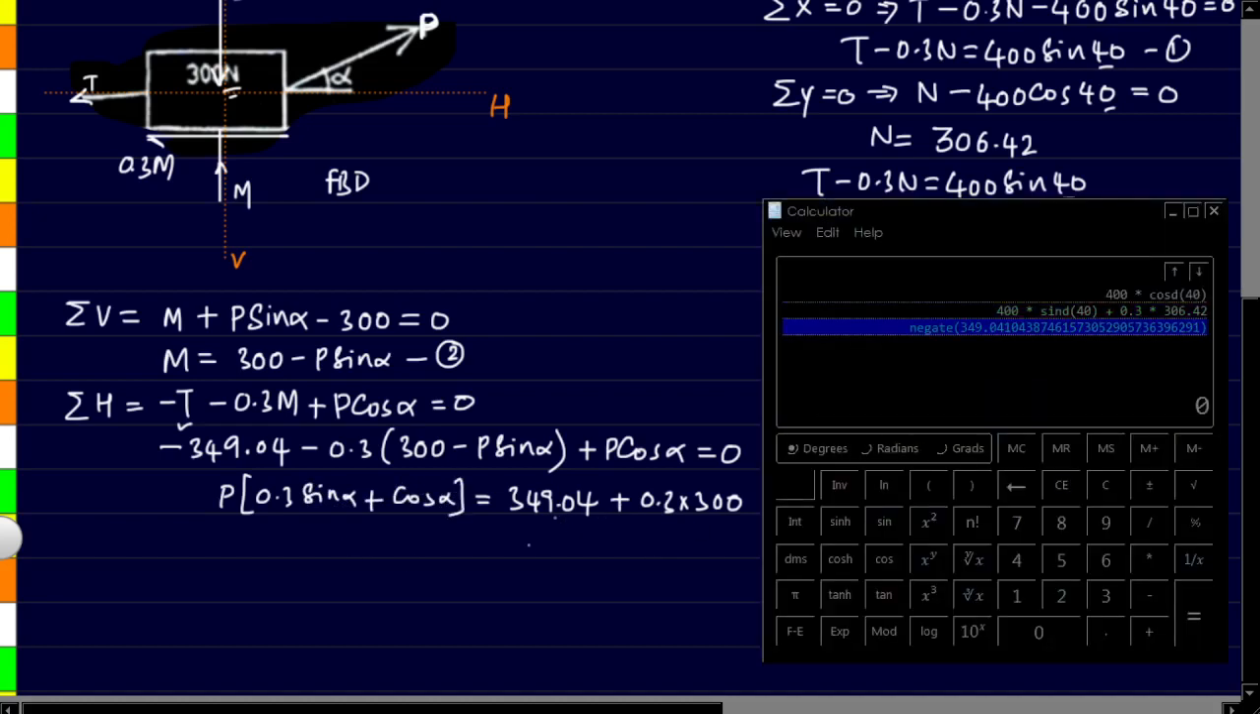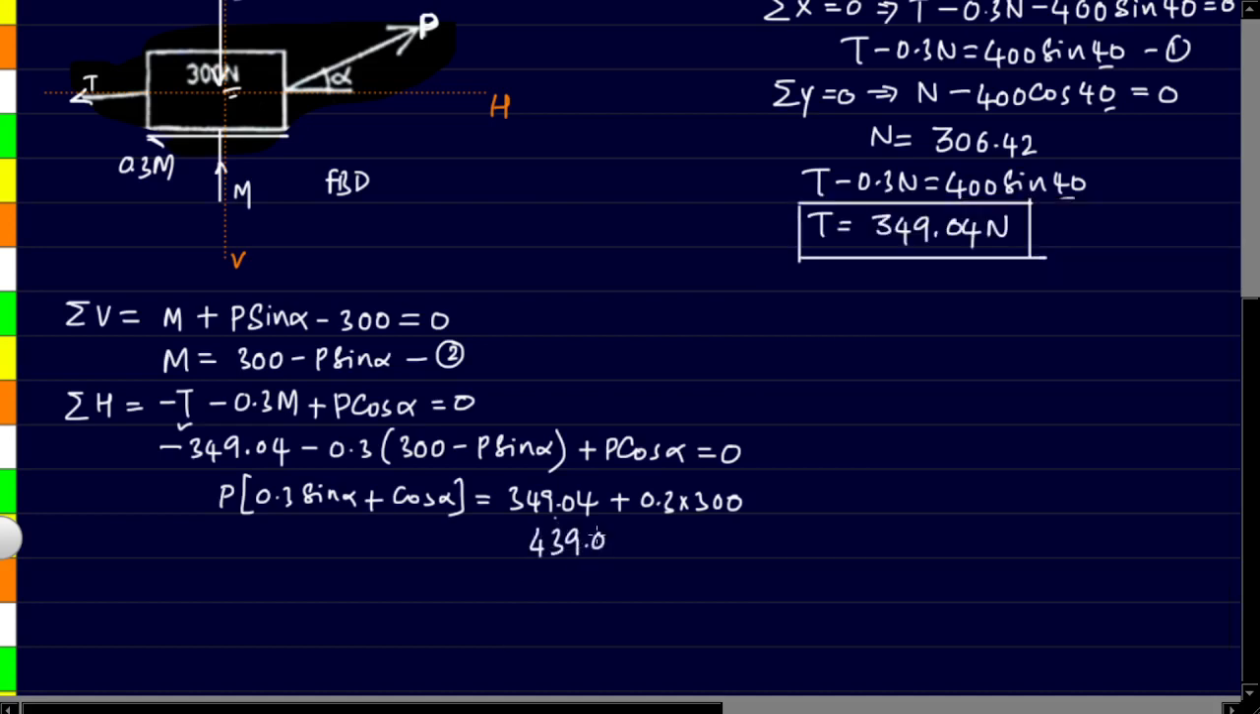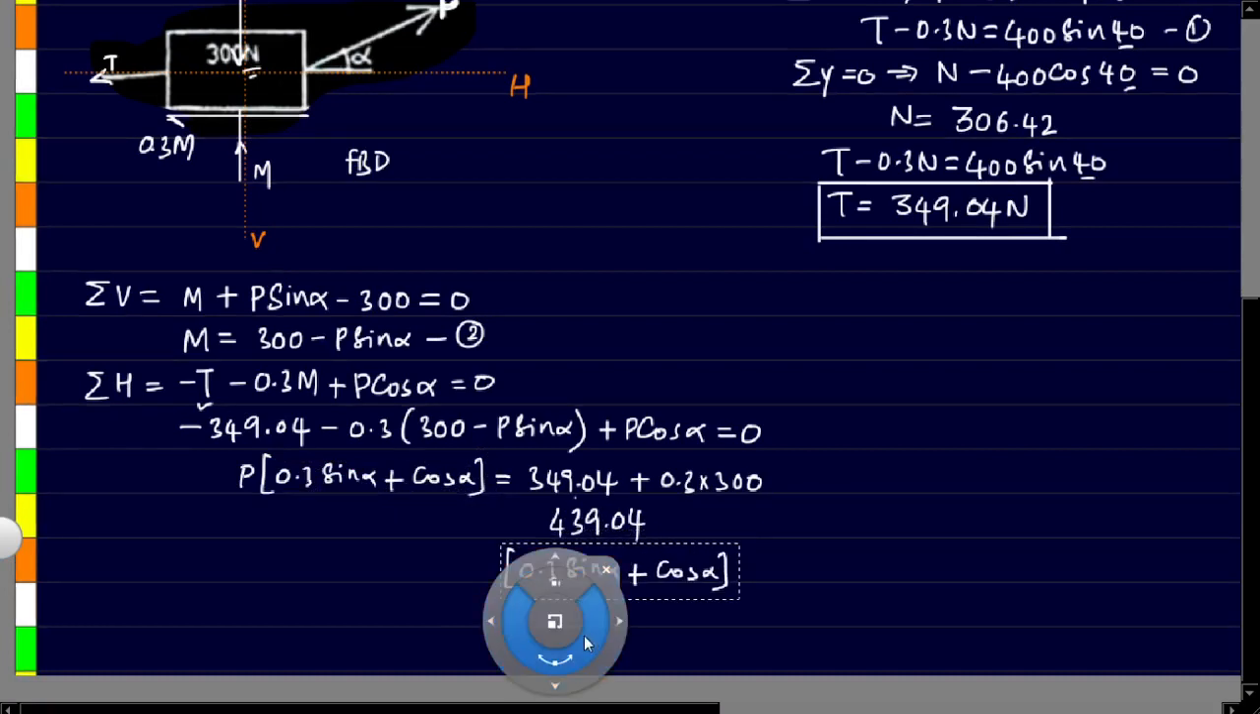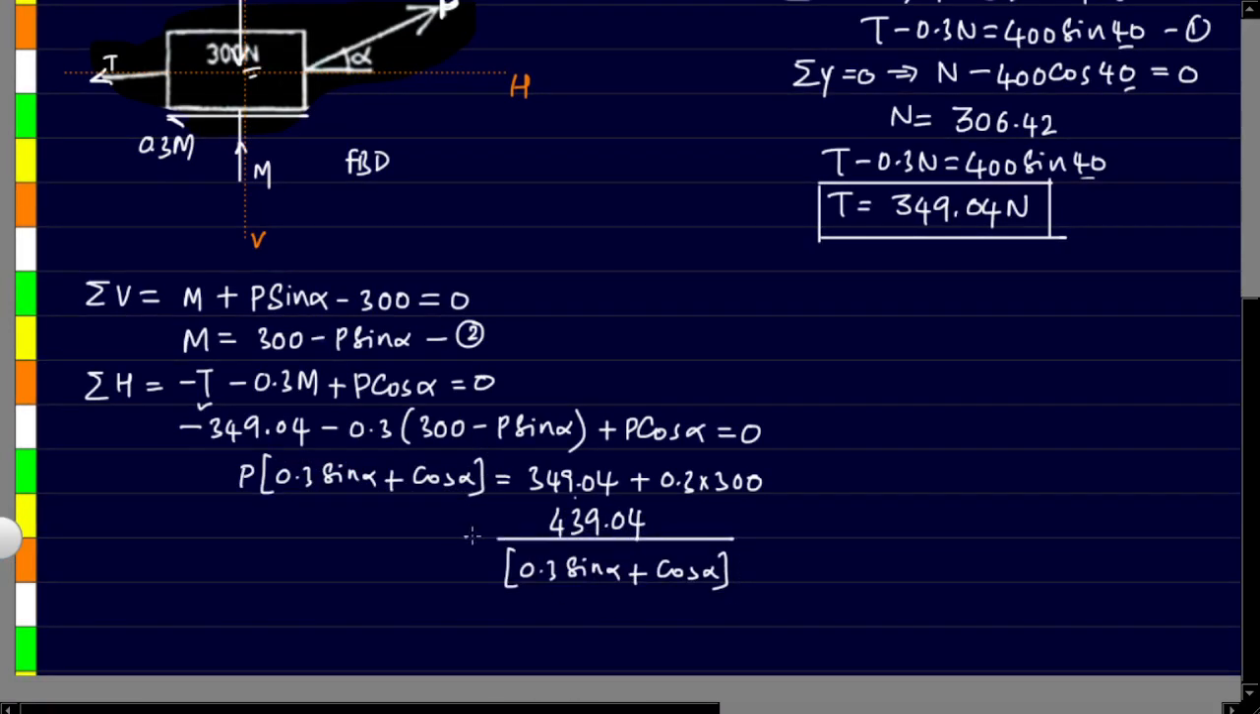Let us now do the calculation for this part. That is 349.04 plus 0.3 times 300. So that gives us 439.04. Now let's send this term as well over to the other side. So it comes here below this, and this will be equal to the value of p.